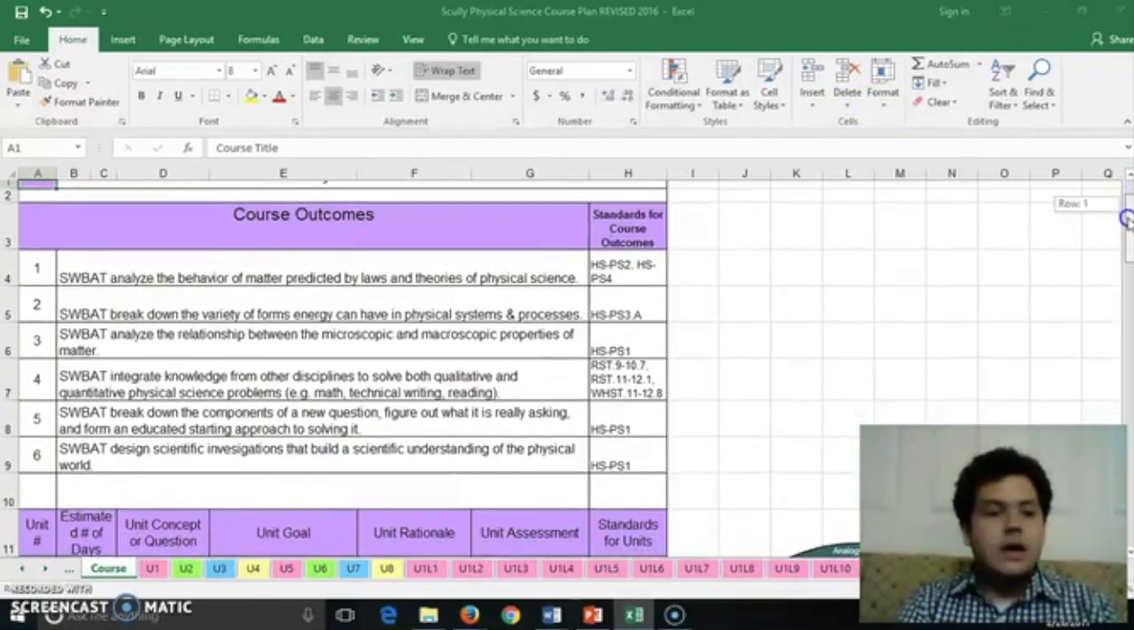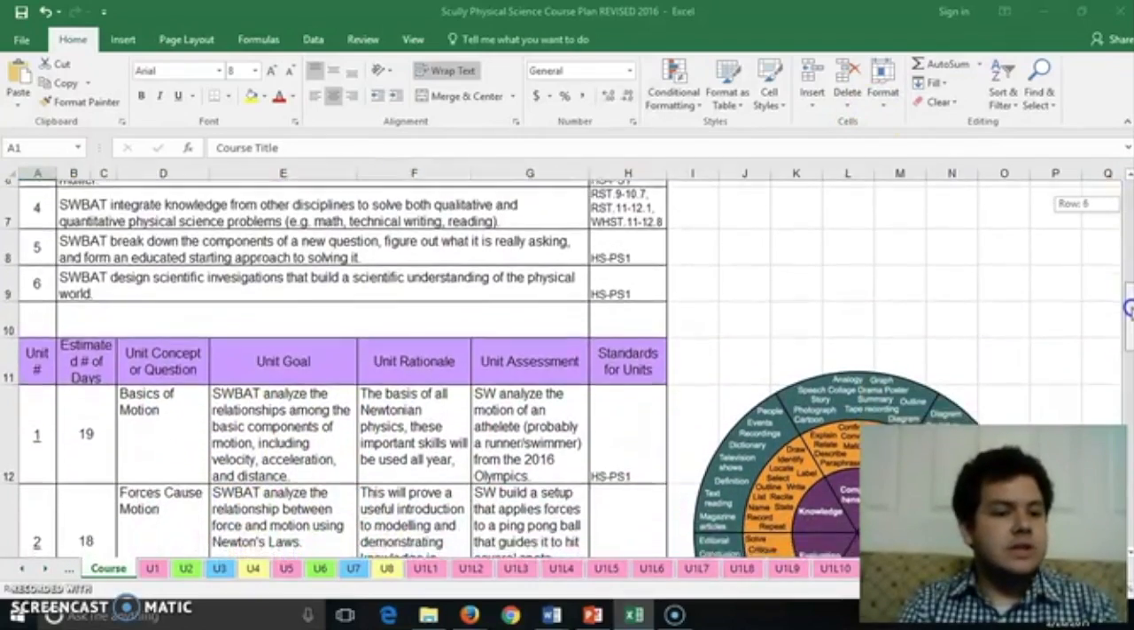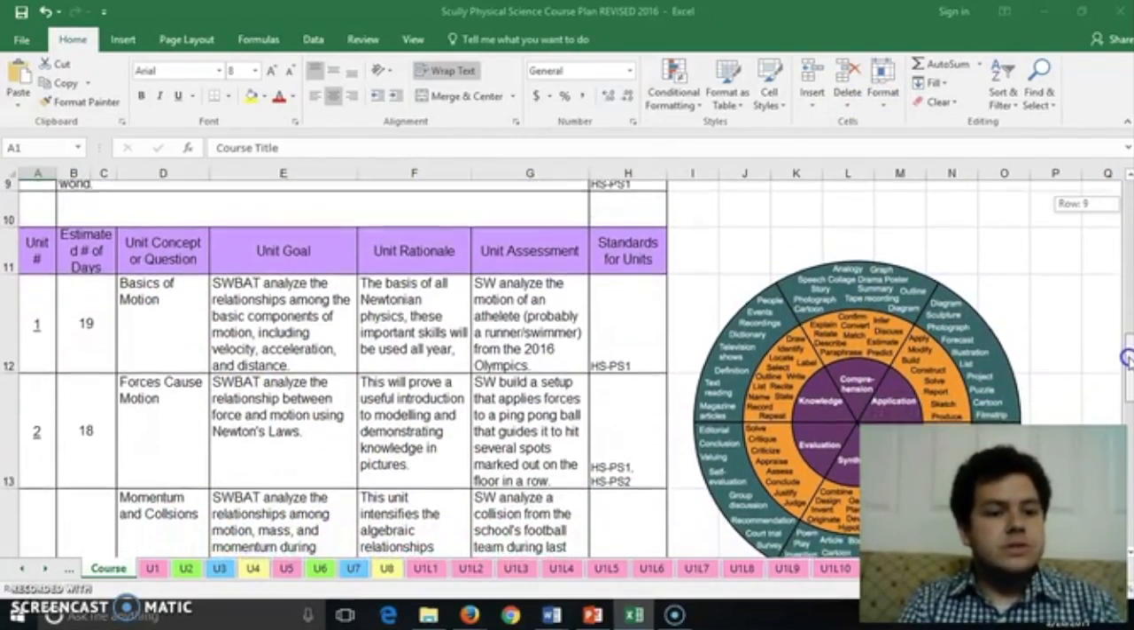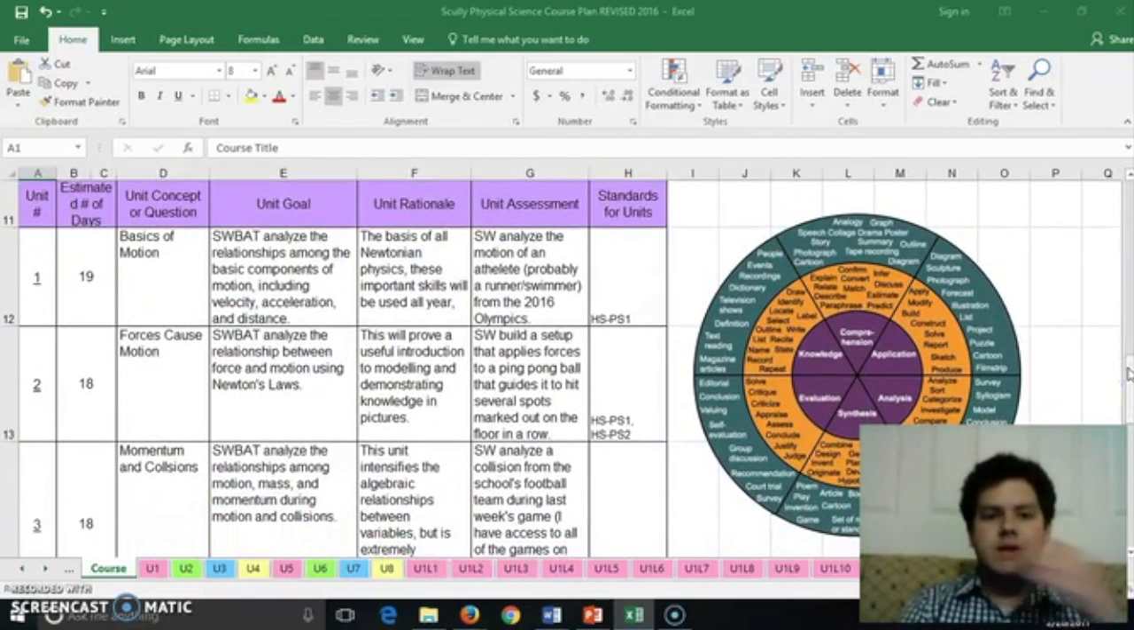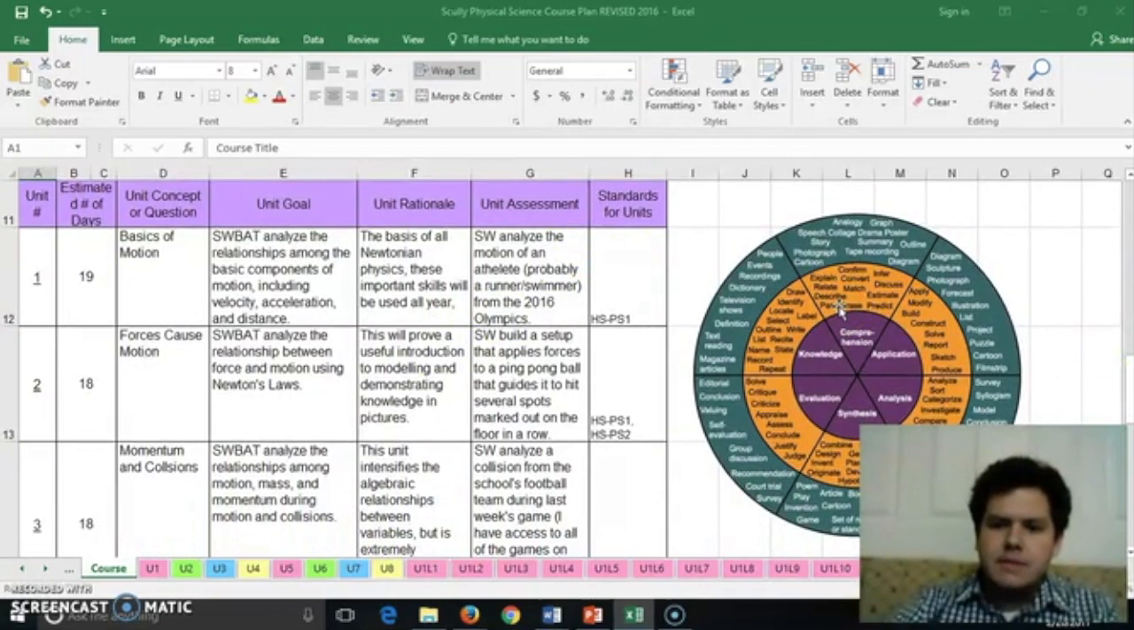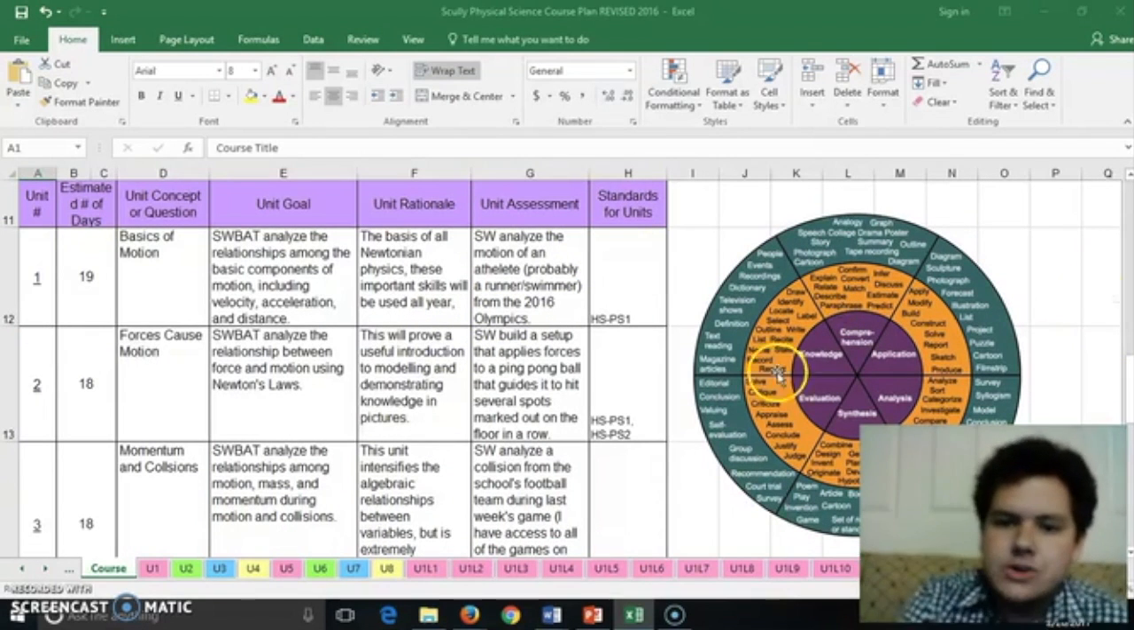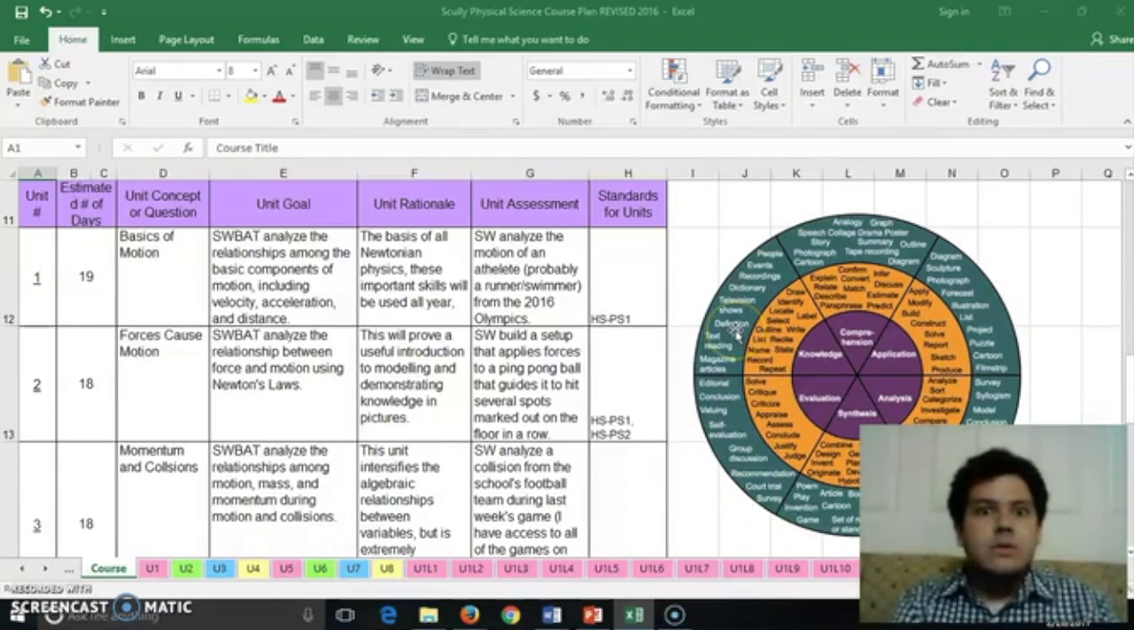Moving down the page, I have my different units here. Basics of motion, forces cause motion, with their unit goals and rationales, all the SWIBOTs and the assessments. I like to put this little Bloom's taxonomy chart on here to help remind me when I'm writing all my lesson plans, so I think that may be a good idea to embed in your unit plan.